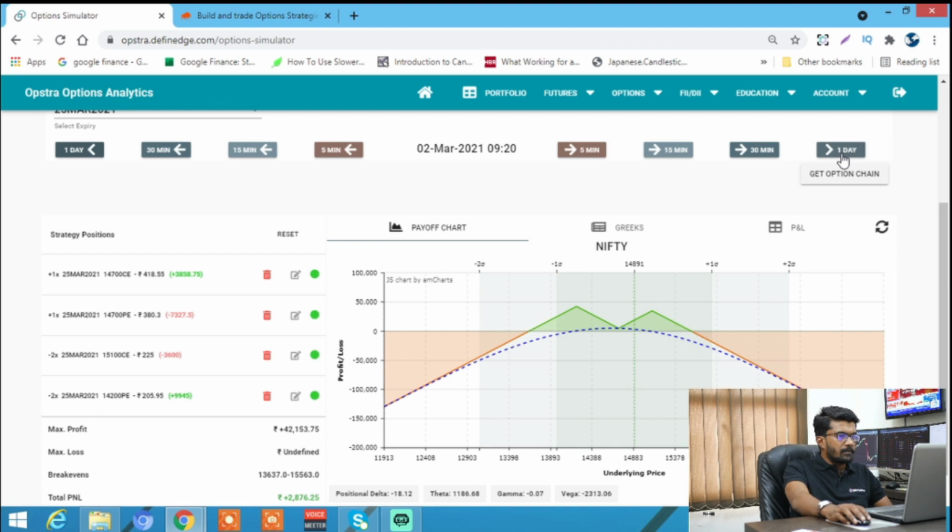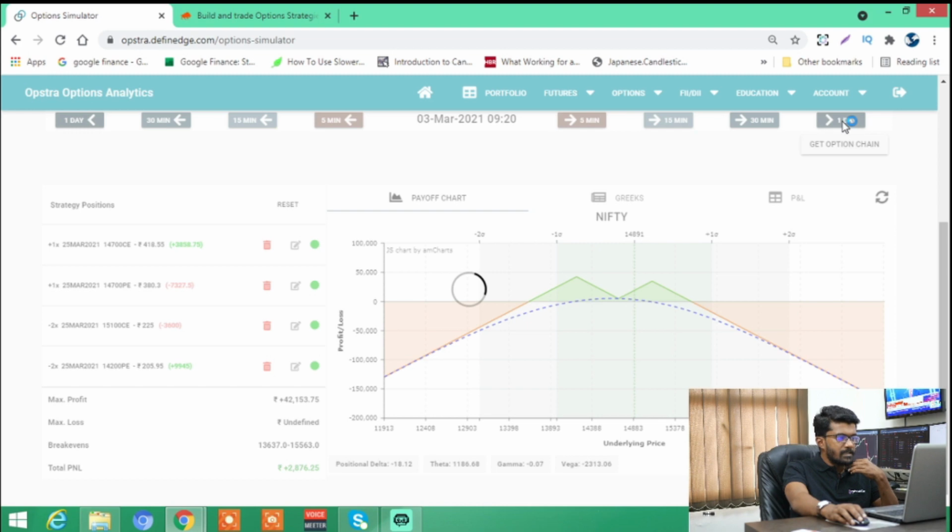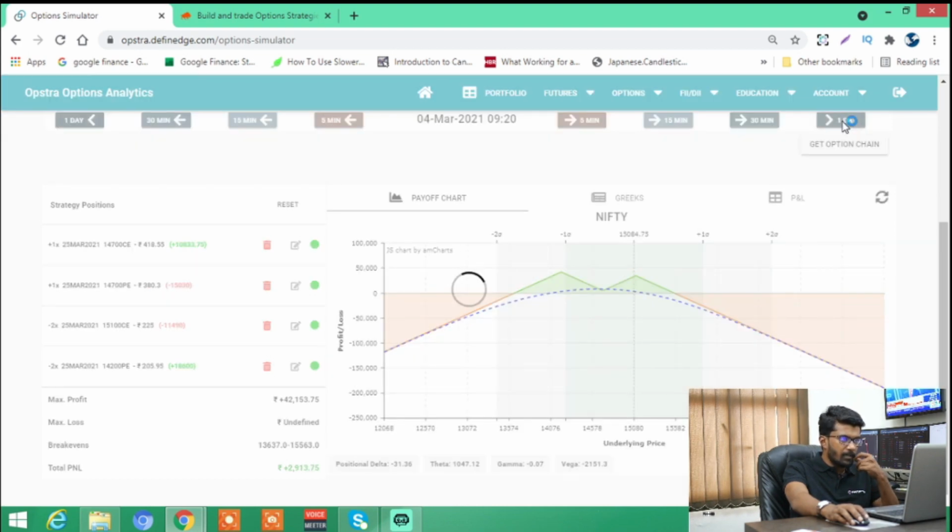What we have done is, on the first we bought the 14,700 call and sold respective calls and puts on both sides. On 1st of March we deployed this strategy. On 2nd of March this strategy has given a profit of around 2,876. We will continue with this strategy and see what happens.